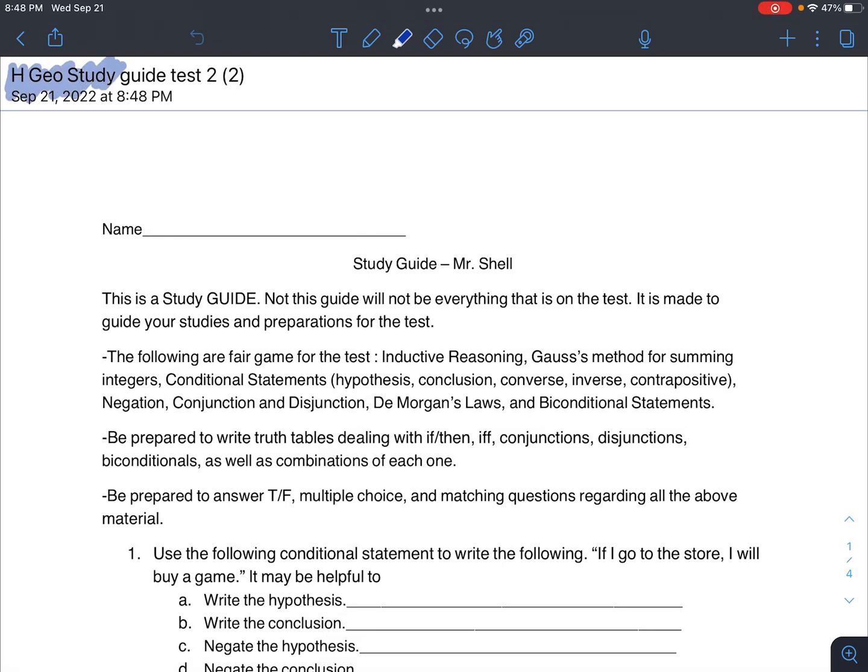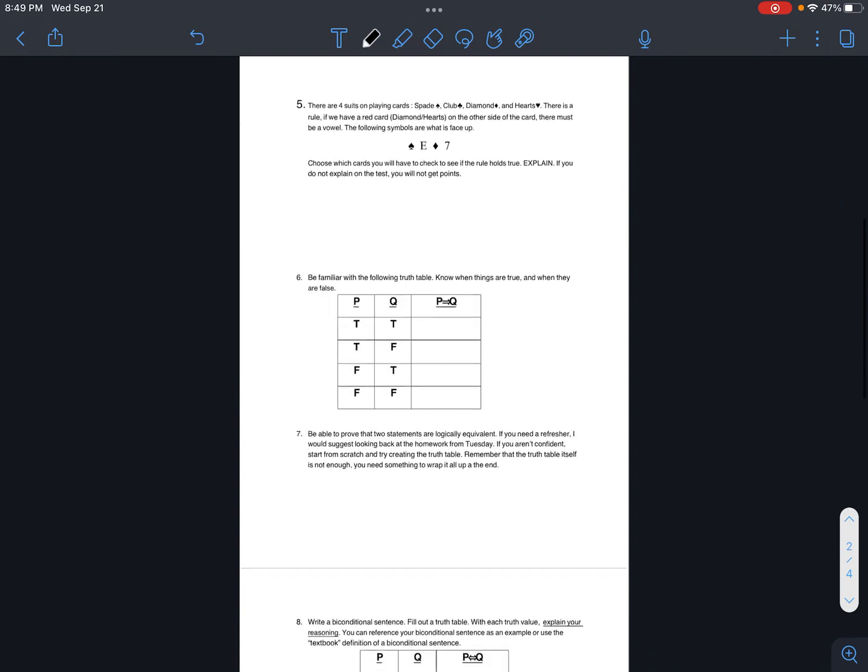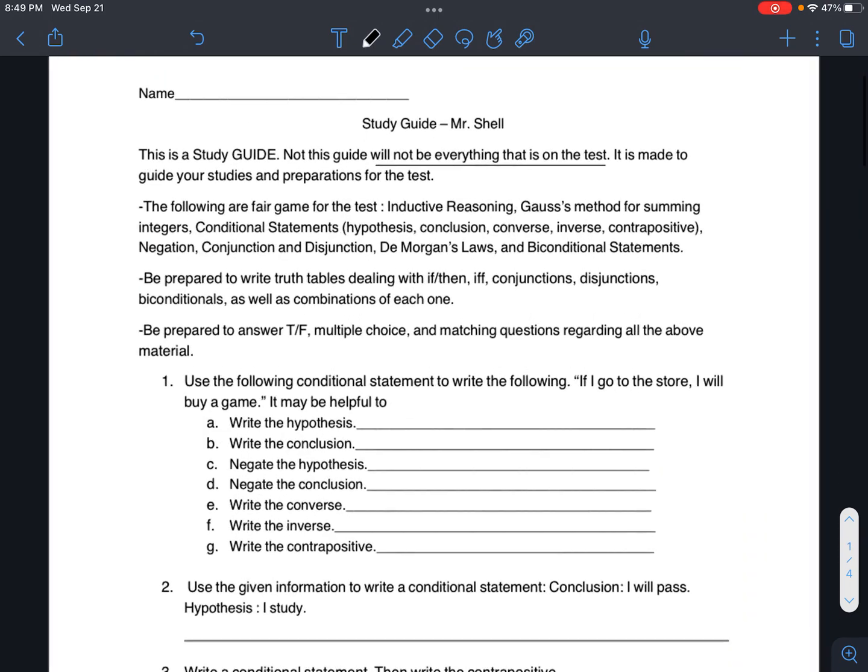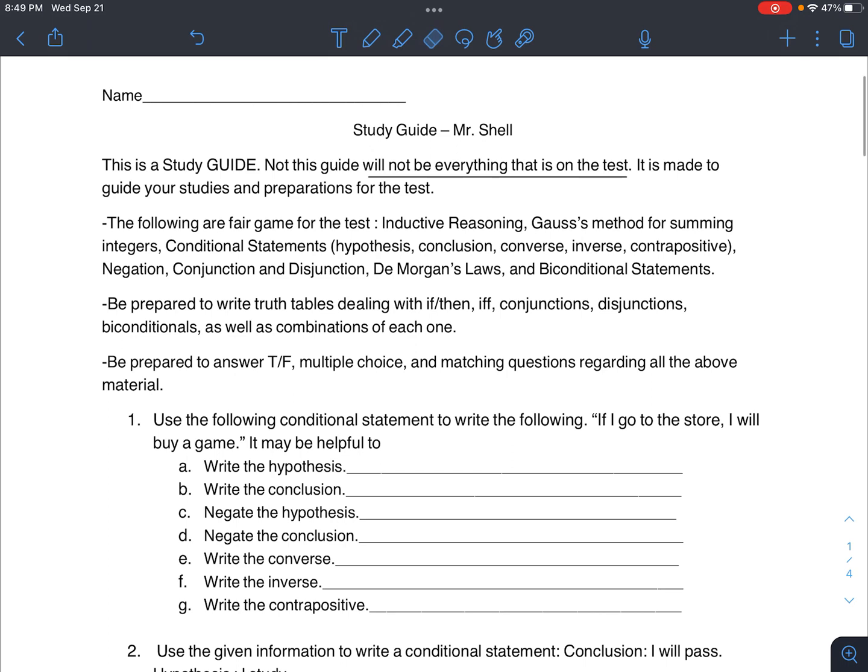Okay, gentlemen, this is going to be the video for our study guide. One thing I do want to note is that this is a study guide, and as it mentions in the name, this is just meant to guide your studies and preparations for the test. As I state at the top, this will not be everything that is on the test. For example, these questions that I've written down are going to look different and probably be different. The questions on my study guide are to give you an idea of what I expect you to be able to do. Okay?